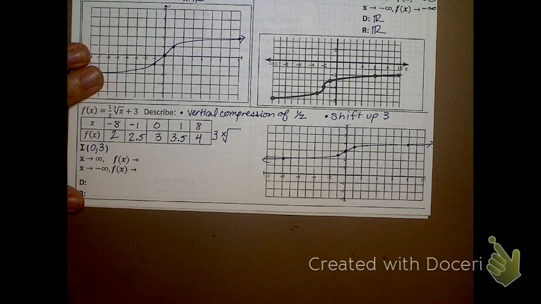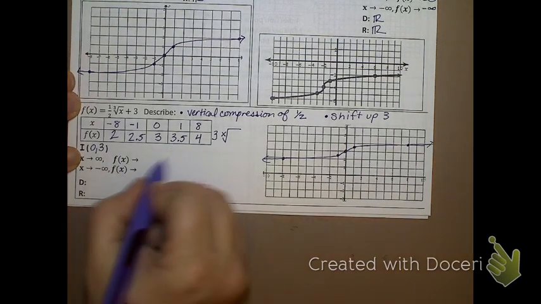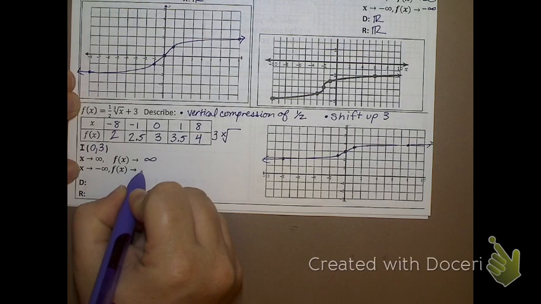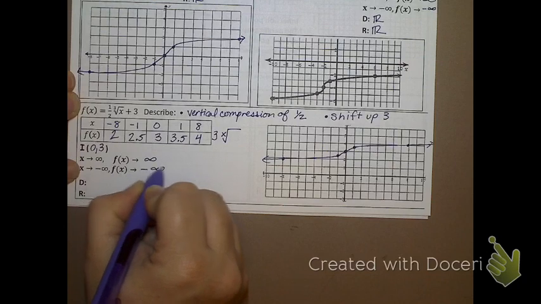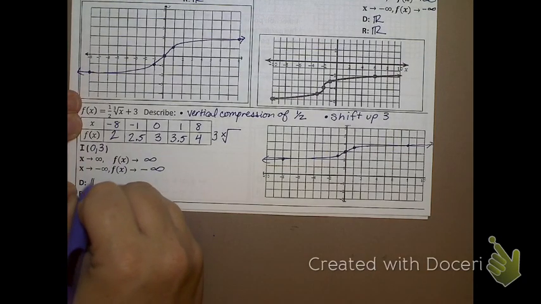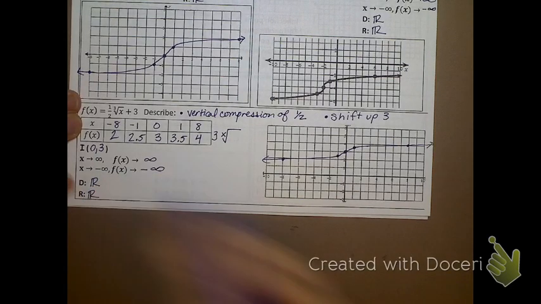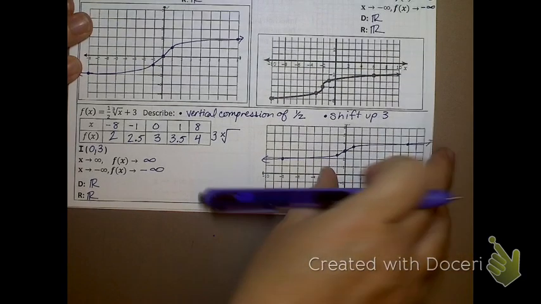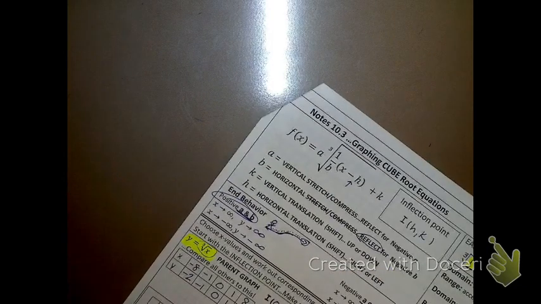What's my end behavior? What's going on the right side? Going up. Left side is going down. Domain and range, both all real numbers. Questions there? Ready for the back side? Okay.